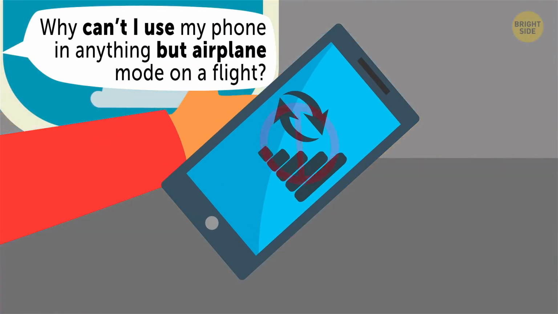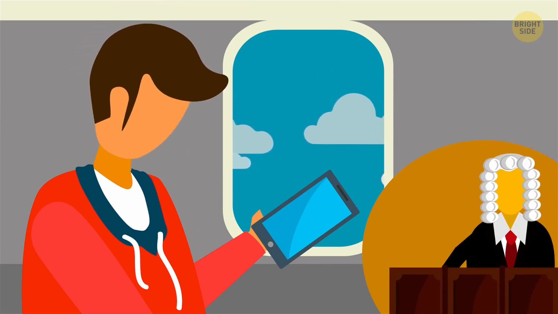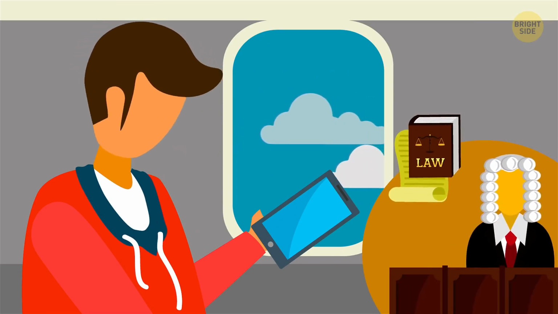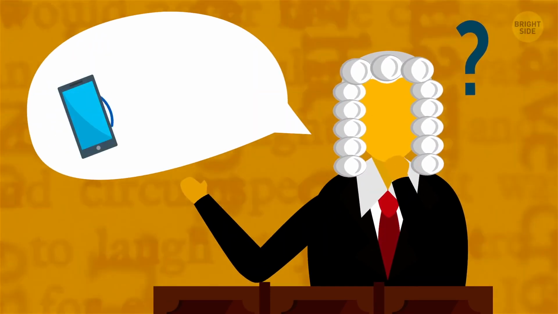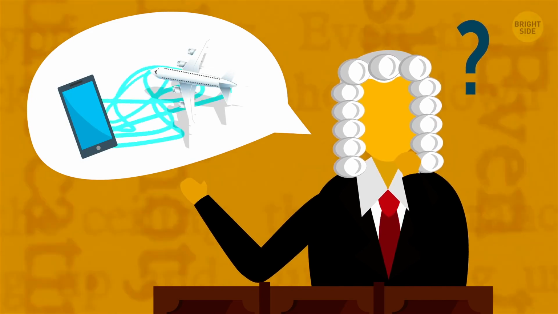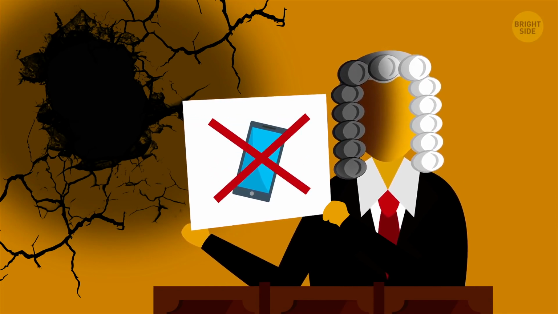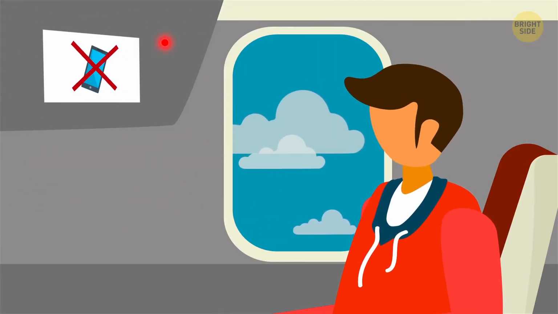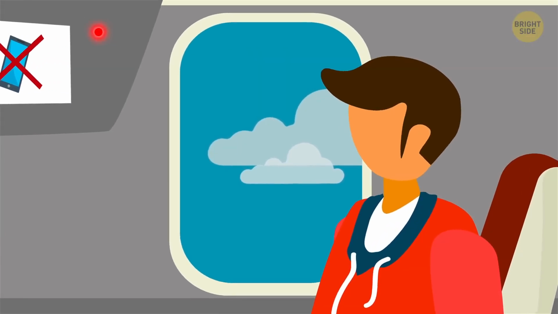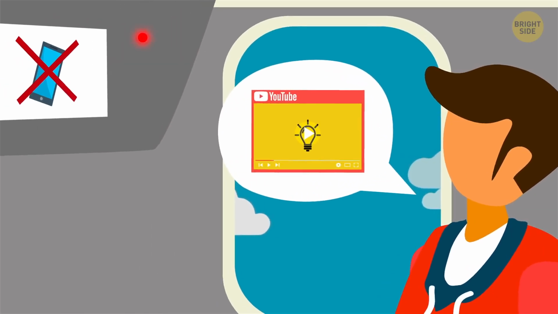Why can't I use my phone in anything other than airplane mode on a flight? Well, for starters, it's the law, at least in the US. Back in 1991, the Federal Communications Commission banned in-flight use of wireless devices to prevent network interference. Since then, there hasn't been much evidence to prove that your phone messes up the airplane's communication and navigation equipment. Then again, there isn't much evidence to prove that it won't. So, even as technology has advanced greatly from when these rules were put into effect, the FAA has continued to err on the side of caution.